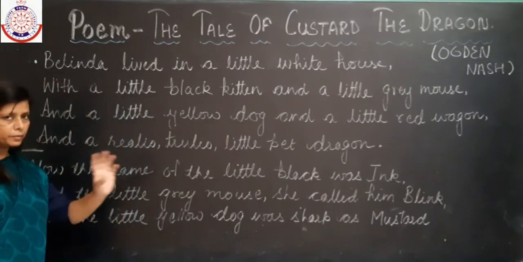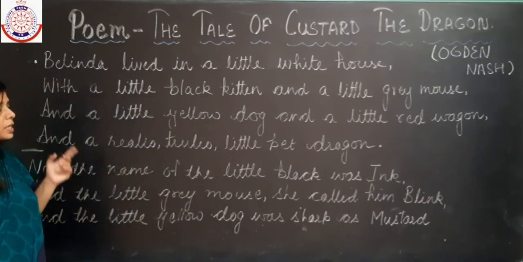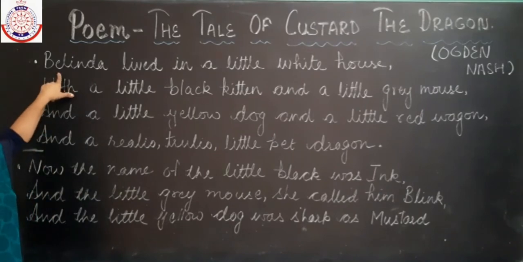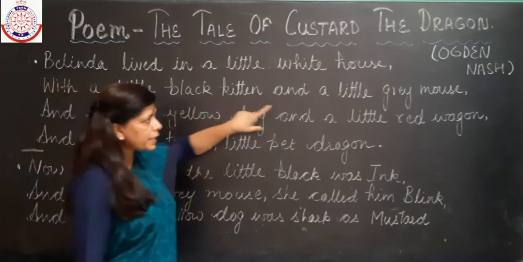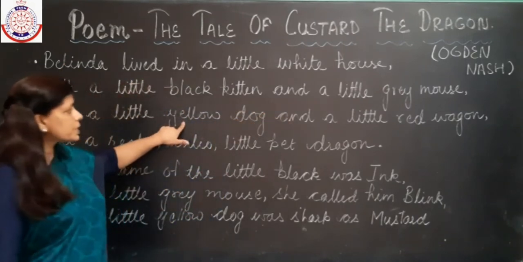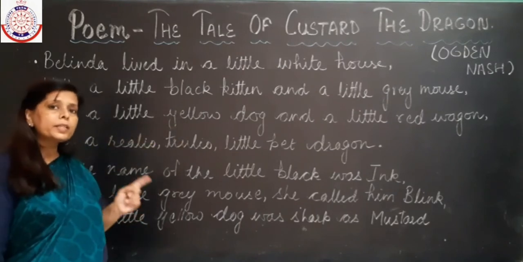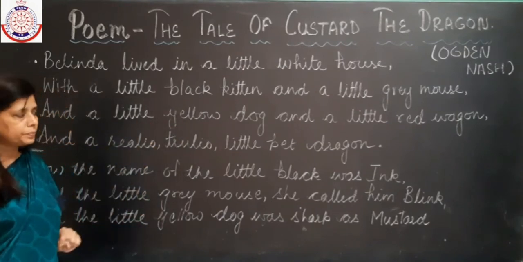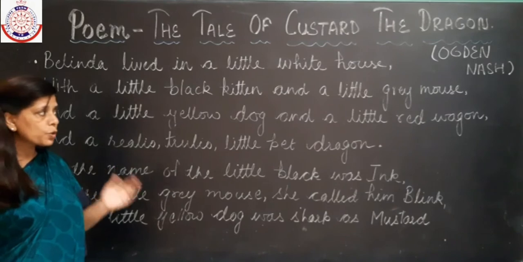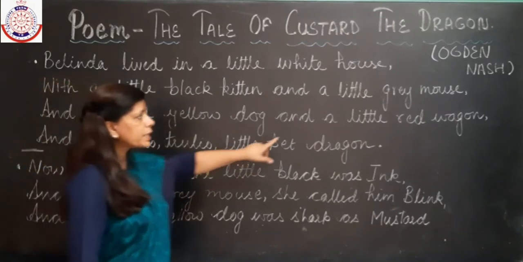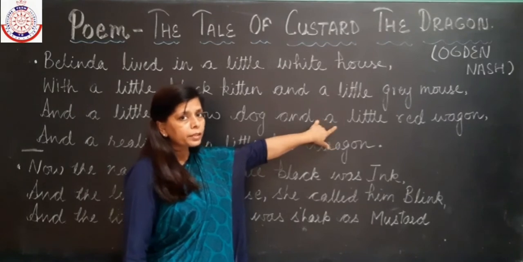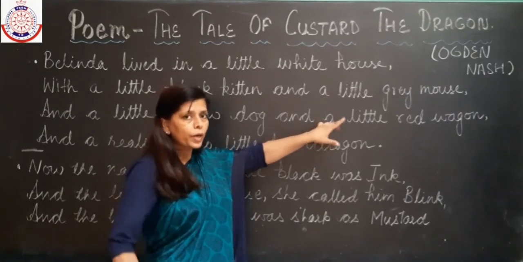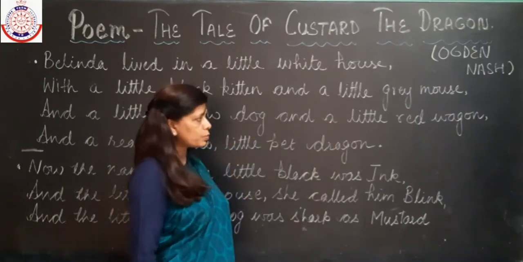Now, the red wagon you keep separate, otherwise Belinda lived in that little white house with 4 pets. One is this black kitten, second is that grey mouse, third is this yellow dog, and fourth one is Custard the dragon. And she also had in her house a little red wagon. Wagon is that coach, that wagon of the train. So one wagon she had in her house.